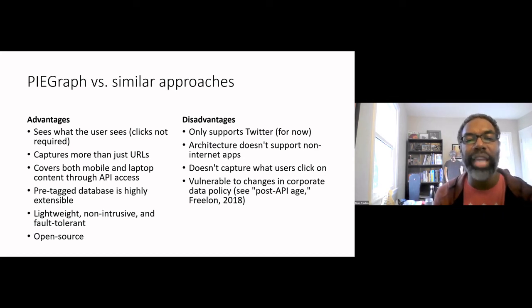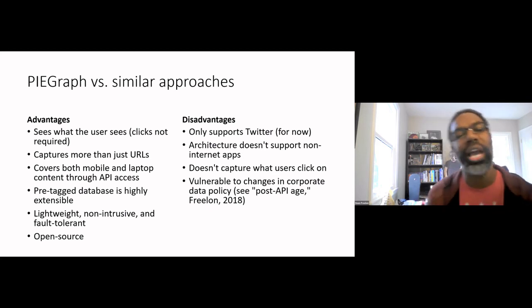Covers both mobile and laptop content through API access. Basically, accessing the content through the API makes the mobile and non-mobile divide actually moot because all the data come through the same API. And so that's a really, really cool approach that you can take for systems that offer APIs that offer user eye views.